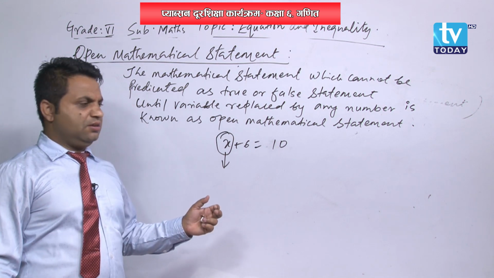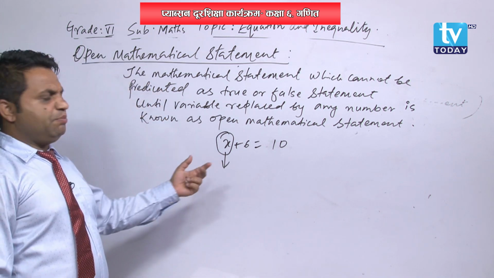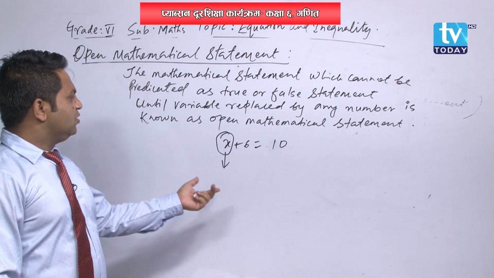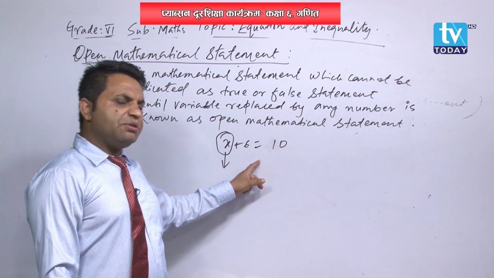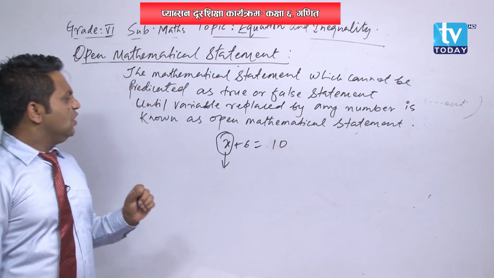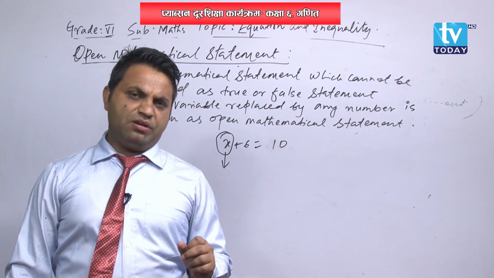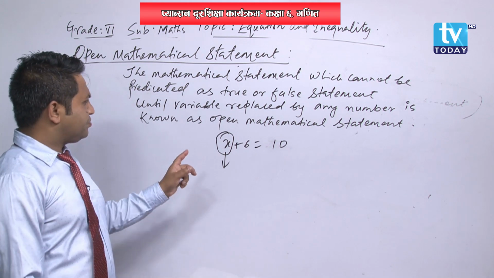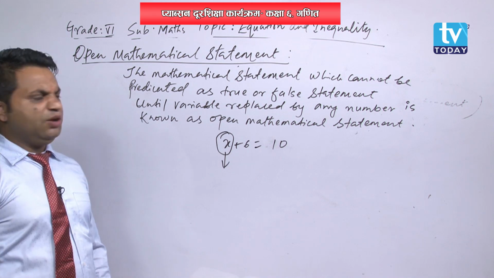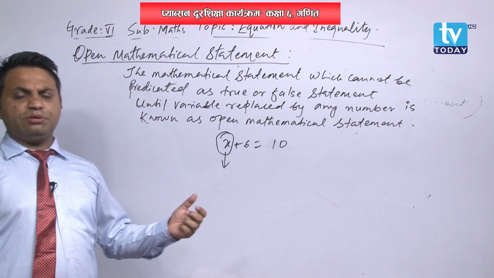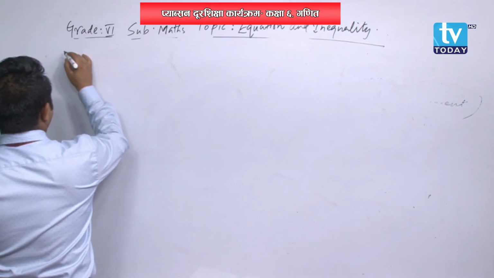We cannot predict. The value of x may be any number. It may be 1, it may be 2, it may be minus 1, it may be minus 2, we don't know. So we cannot predict whether it is a true statement or a false statement until and unless we replace the value of the variable by some number. Is that clear? Understood? So this is known as an open mathematical statement. We have to replace the value of the variable by some number. All right.